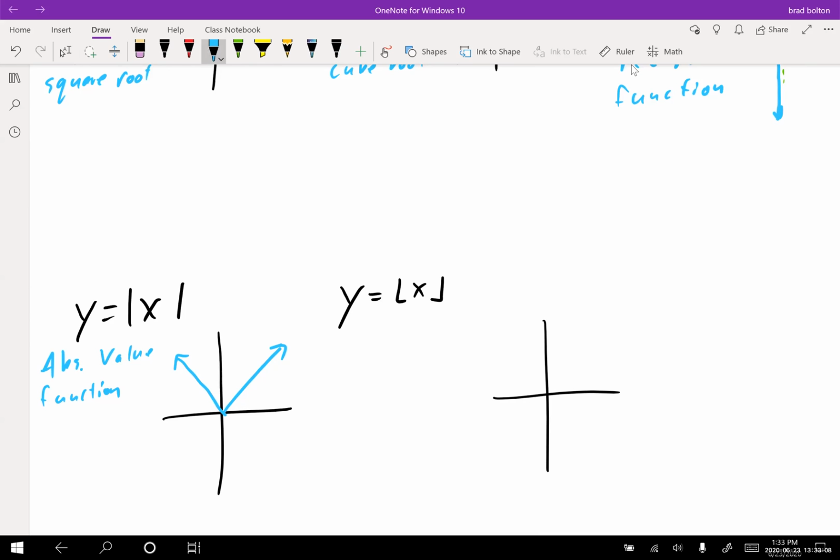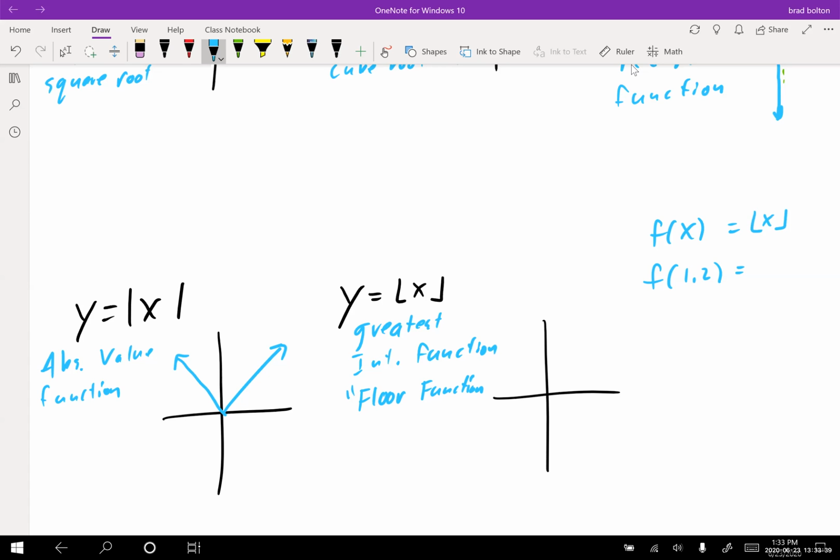Now this one is called the greatest integer function. But I was always taught that it was called the floor function. And you'll see why in a second. Okay, so the floor function basically rounds everything down. So let's say you had the floor function f of x equals the floor of x.